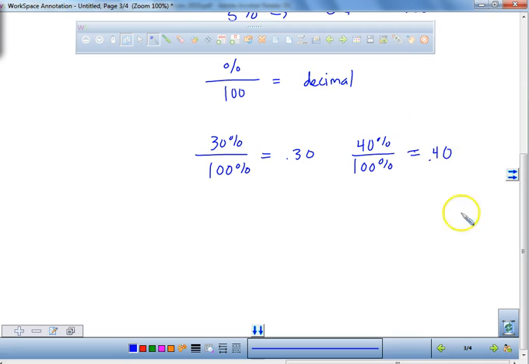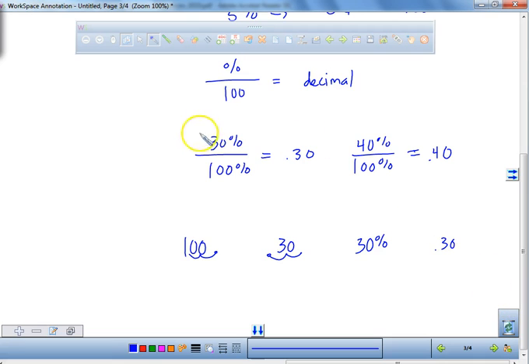Now some of you may go, you know what, I was always taught to move the decimal over 2. So if I had 30%, I got to move the decimal over twice. That's another way of thinking about it. Okay? Here's what I found. Students forget to move the decimal the right way. And suddenly, 30% doesn't become 0.30, it becomes something else.